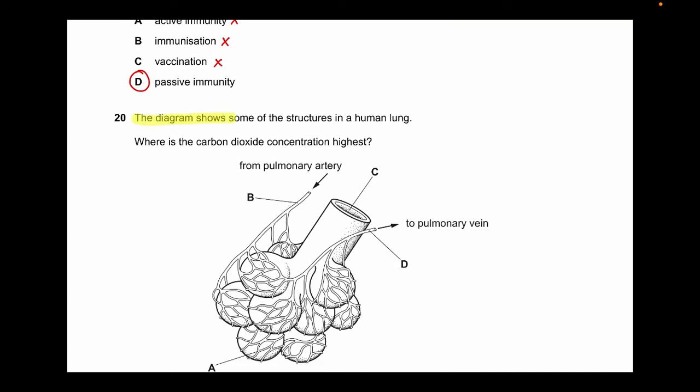The diagram shows one of the structures in the human lung. Where is the carbon dioxide concentration highest? We know that the blood that is coming towards the lung has the highest carbon dioxide concentration. So from the pulmonary artery, correct. Option B.